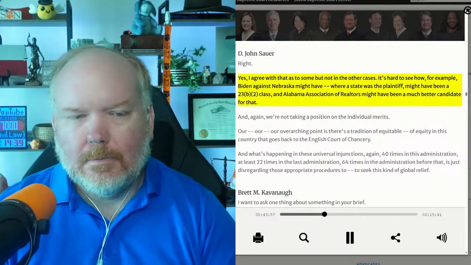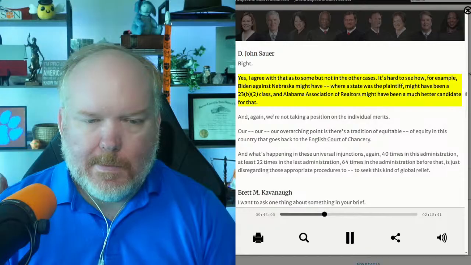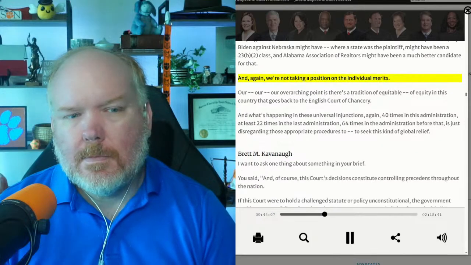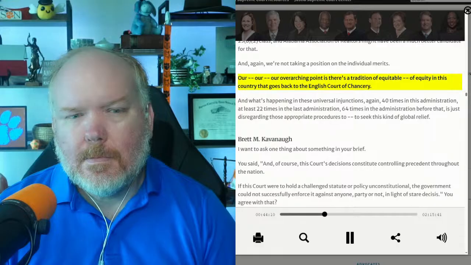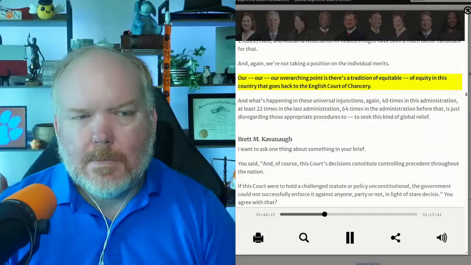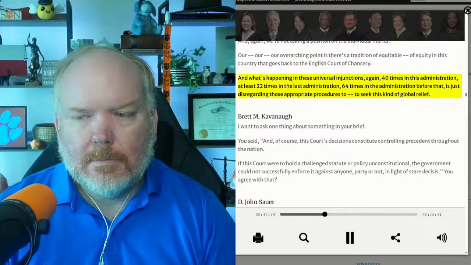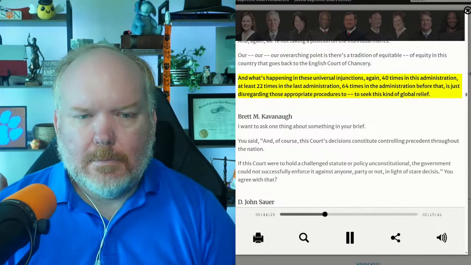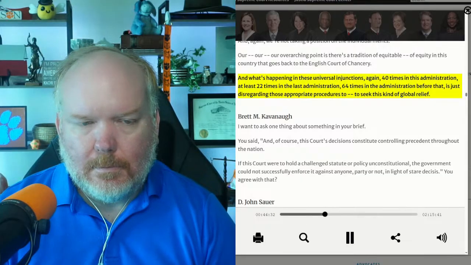It's hard to see how, for example, Biden against Nebraska, where a state was the plaintiff, might have been a 23(b)(2) class. And the Alabama Association of Realtors might have been a much better candidate for that. And again, not taking a position on the individual merits, our overarching point is there's a tradition of equity in this country that goes back to the English Court of Chancery, and what's happening in these universal injunctions, again, 40 times in this administration, at least 22 times in the last administration, 64 times in the administration before that, is just disregarding those appropriate procedures to seek this kind of global relief.